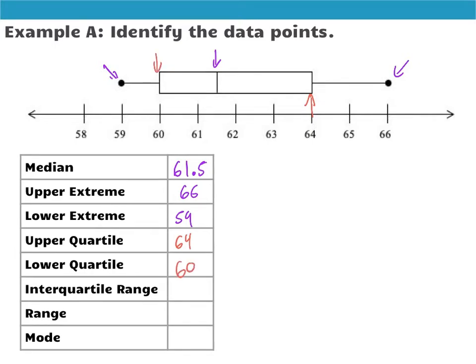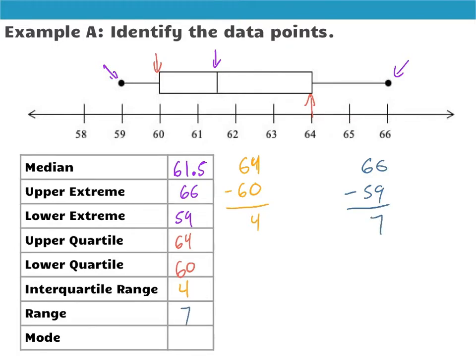Now we need to do some math to find the interquartile range, which means we're going to subtract the lower quartile from the upper quartile. 64 minus 60 gives us 4, so our interquartile range is 4. Then we need to do our range, which means we take our biggest number, 66, minus our smallest number, 59. 66 minus 59 is 7, so our range is 7.